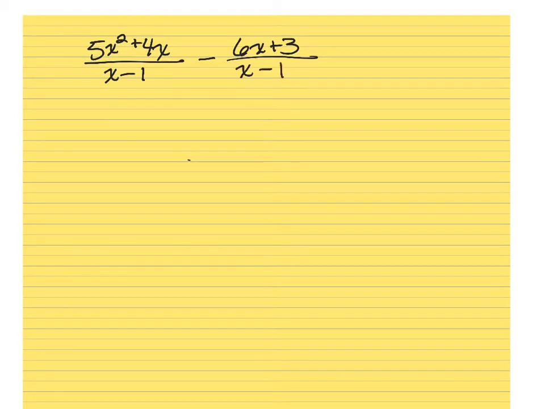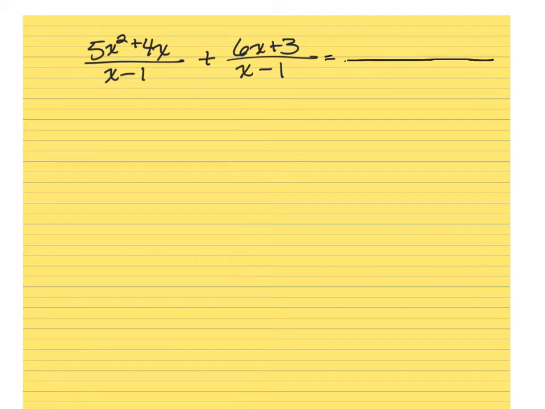So, maybe I have something like this. 5x squared plus 4x over x minus 1 minus 6x plus 3 over x minus 1. Let's do plus to keep it simple. All right, so the way this works is we're adding fractions. You have to remember, if you're going to add or subtract fractions, you have to have common denominators first. And we do, right?